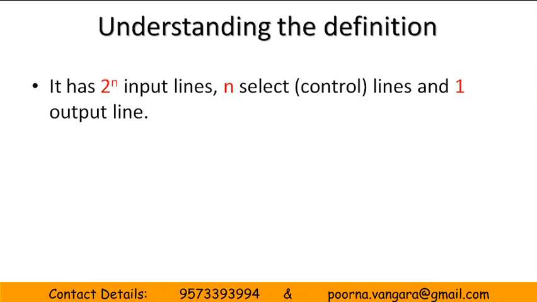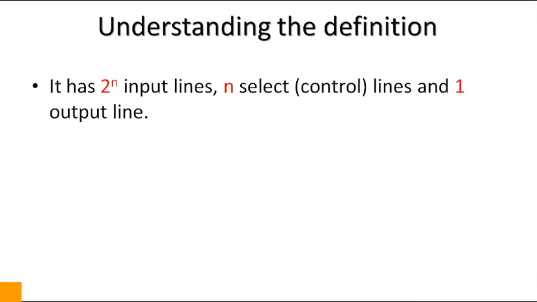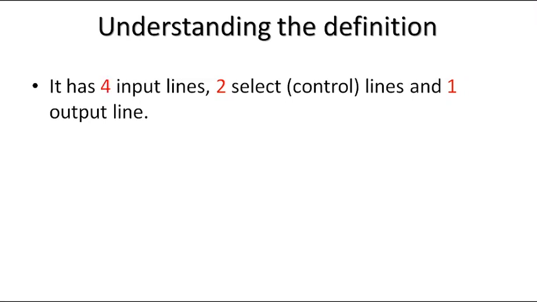So let us understand the definition. First let us take the IO lines. As per the slide we mentioned, there are 2 power n input lines and n selection lines and always one output line. Let us consider n equal to 2. That means we are considering 4 input lines, 2 selection lines and 1 output line.